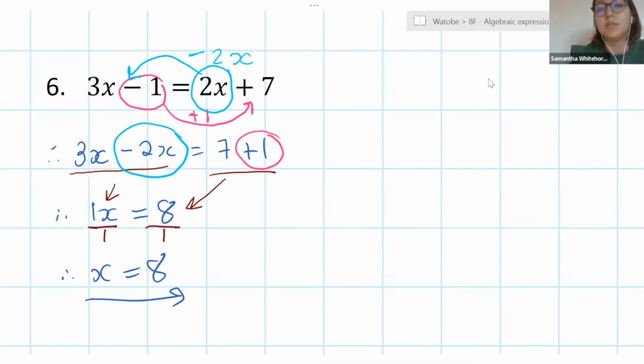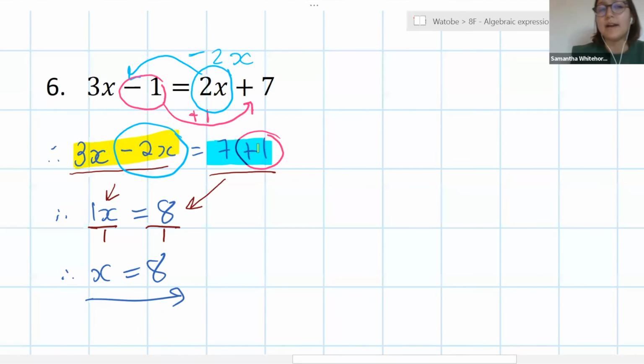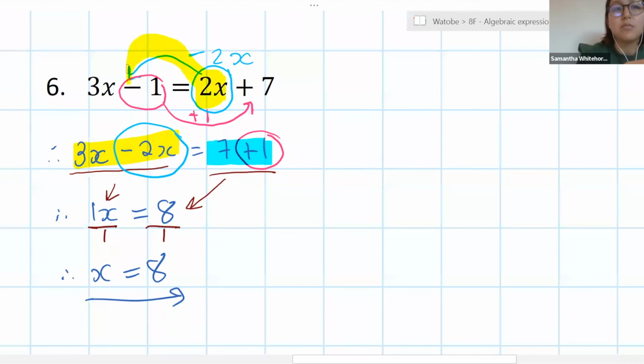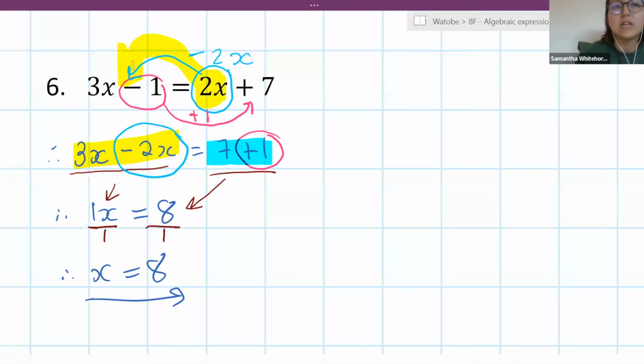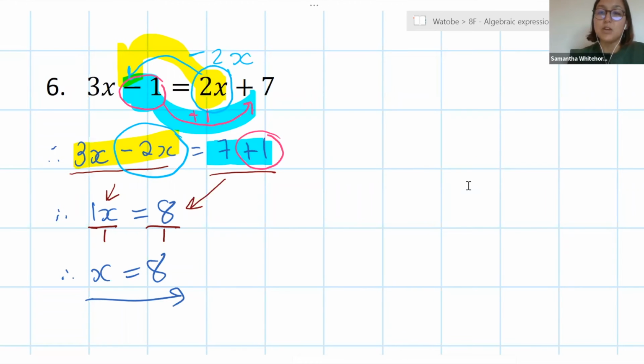Remember what I'm doing there is getting all of the x's onto the left-hand side. You can see here that I've got all the x's on the left. And I am also getting all the constants to the right. So I've taken the 2x from the original equation and moved it over to the left. And then I took the negative 1 and moved it over to the right. I was using my inverse operations to put the terms on the correct side of the equation so that I could go and solve it.